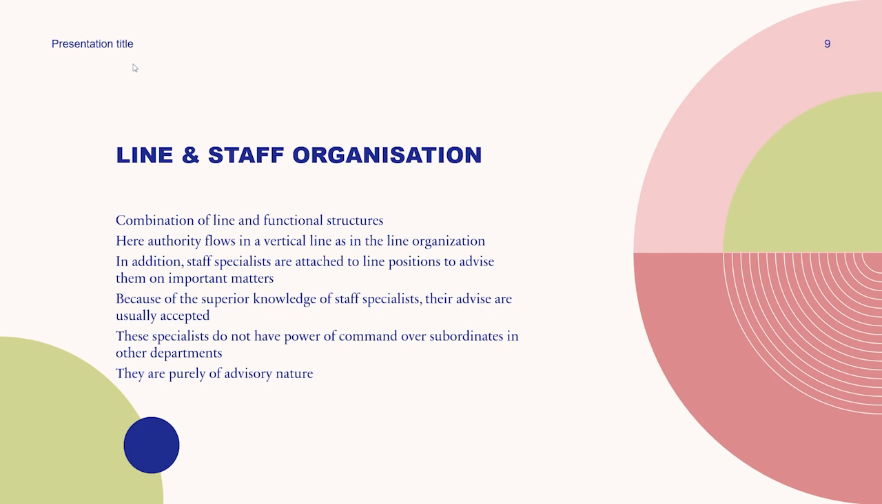And the fifth drawback is objection of line officers. Sometimes the line officers may object to the activities of staff members due to the feeling that the prestige and influence of the linemen suffer from the presence of specialists. So these are the disadvantages of line and staff organization. It's very important. It's usually asked as an essay question.